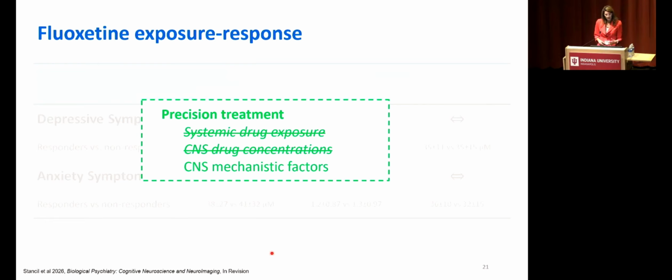And these data help us see that systemic drug exposure doesn't seem to be very informative, in our work and others. Brain concentrations, the CNS drug exposure, doesn't seem to be as informative. And now, knowing these data, we can move forward to mechanistic factors to say what are other elements, maybe neural response, that can help us provide insight into who might respond and not. And this is some of the work that's ongoing in our lab.